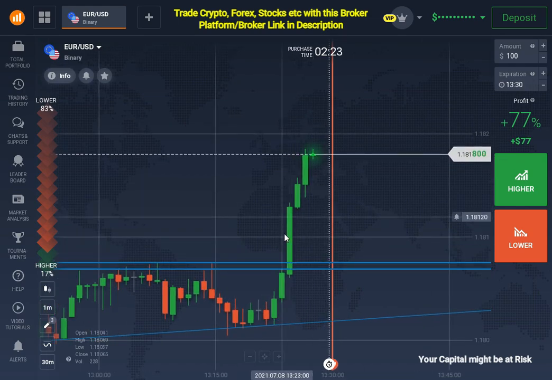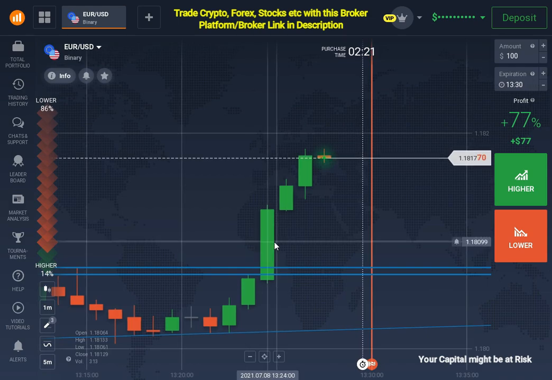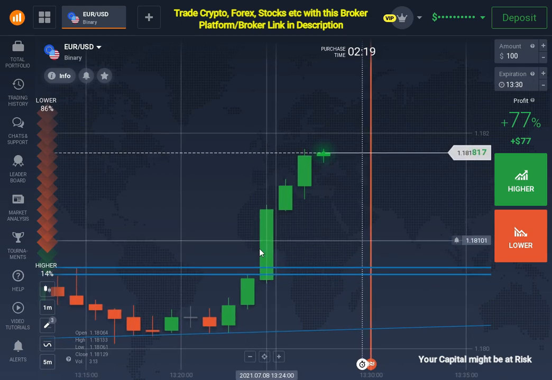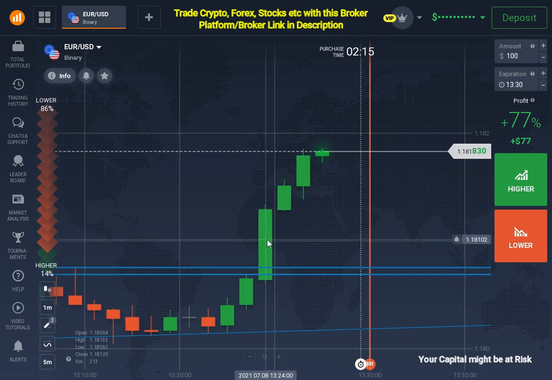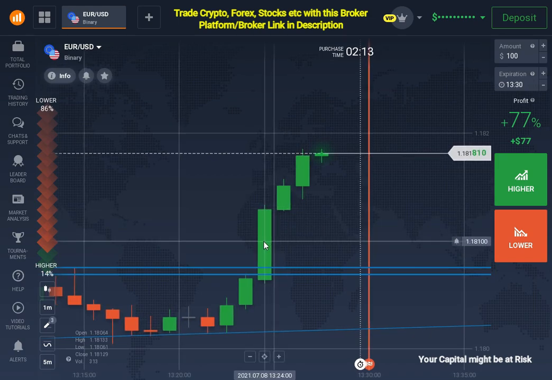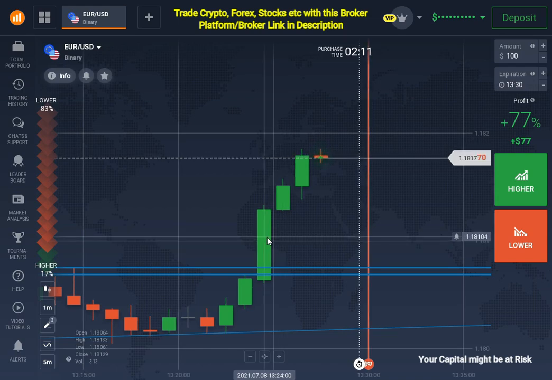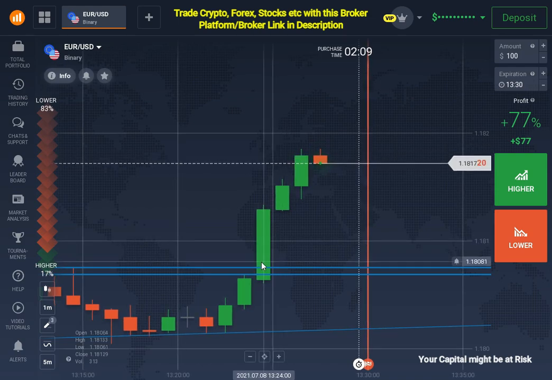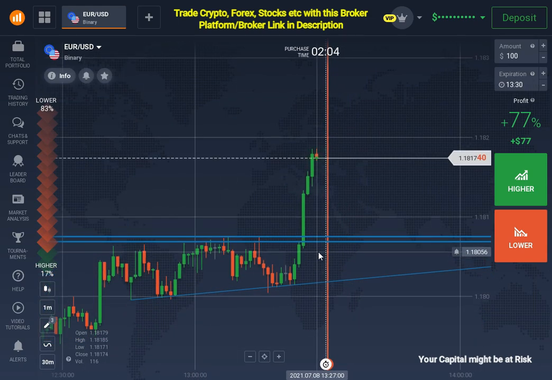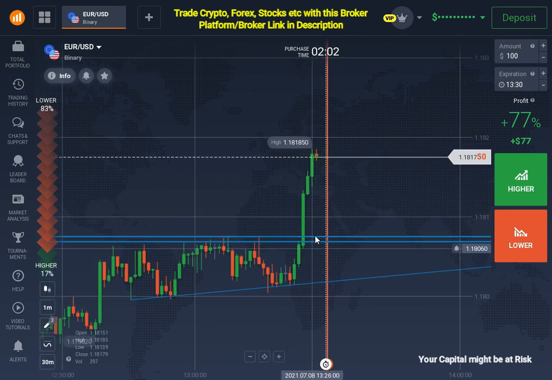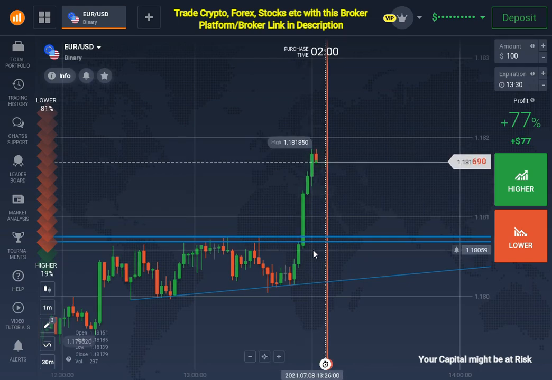If this candle had closed like here, the volume was supportive, but it closes here, that's why I didn't place my trade. If it had closed like here, I would have placed my trade, because it would be a normal candle. This is not a normal candle, it's a high volume candle and it could be a speculative candle, so that's why I didn't place the trade.